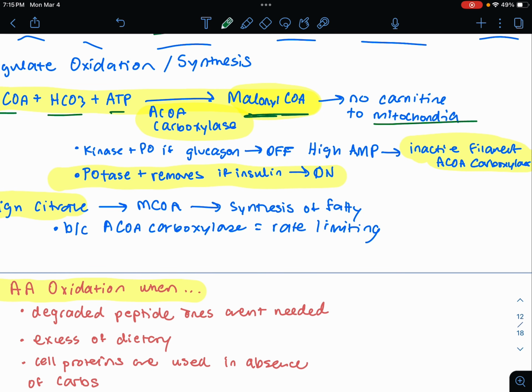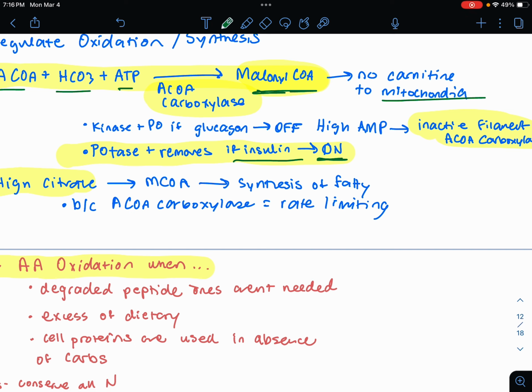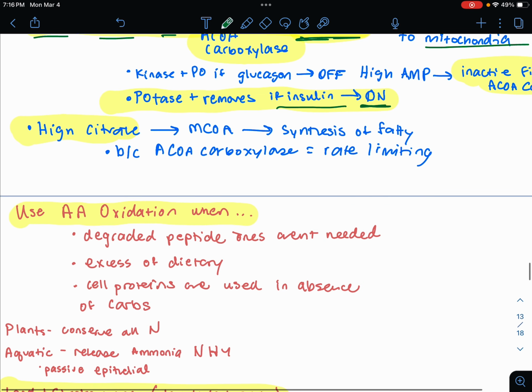High AMP, therefore, inactivates the acetyl-CoA carboxylase by changing it into these inactive filaments. However, if we have a phosphatase that removes the phosphate group of the acetyl-CoA carboxylase, and if insulin is present, that will turn this enzyme on, and we're going to be making malonyl-CoA. If malonyl-CoA is present, that will prevent the carnitine shuttle, so then we can't go into beta oxidation in the mitochondria.